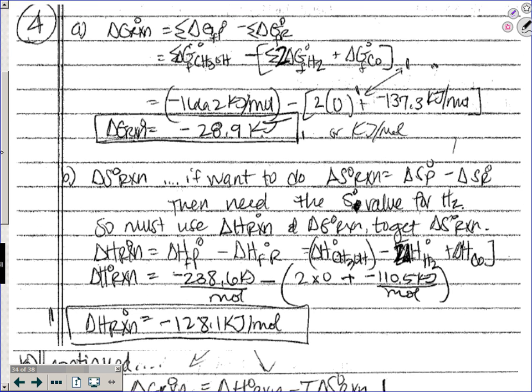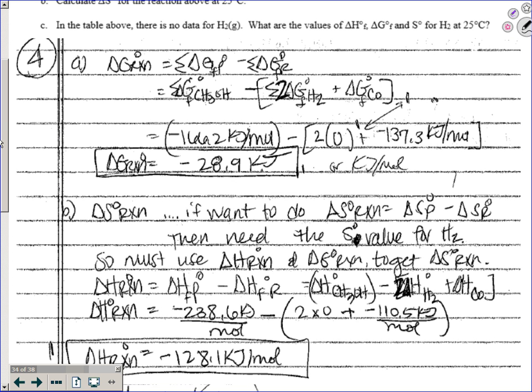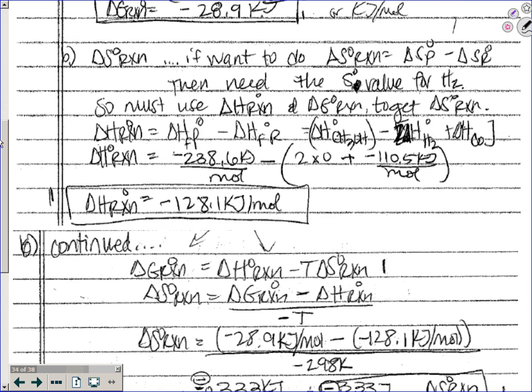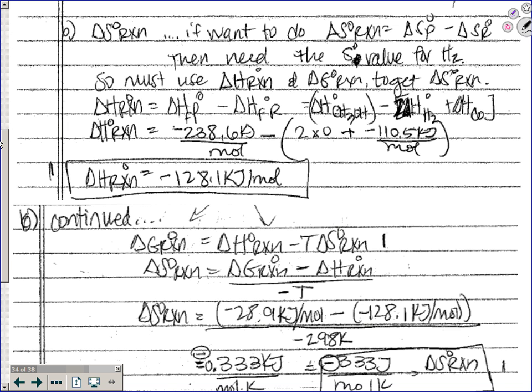So on A, just take products minus reactants for delta G values because everything is given to you except for the zero, which you write the zero because you're cool. You know that there's two hydrogens, so make sure you're writing your zero there because you get points there. That should give you negative 28.9 kilojoules. And then this is my note to myself. I want to do S products minus S reactants, but I can't because I don't have the value for the H itself. So you need to go about it another way.